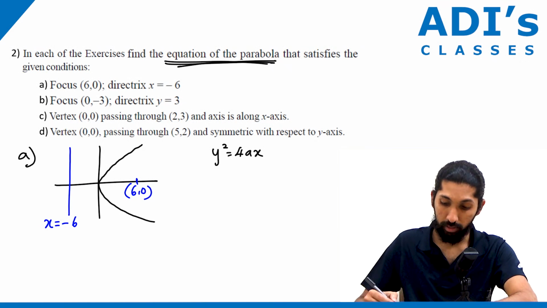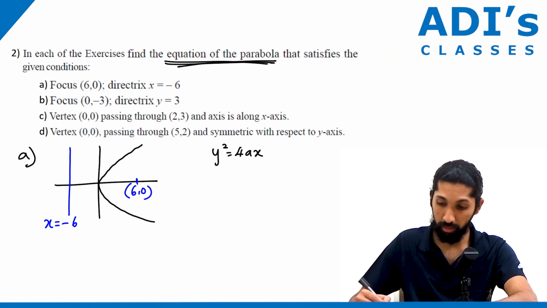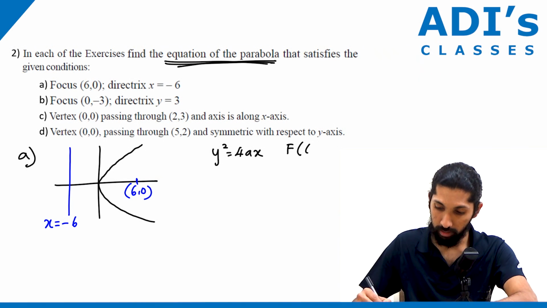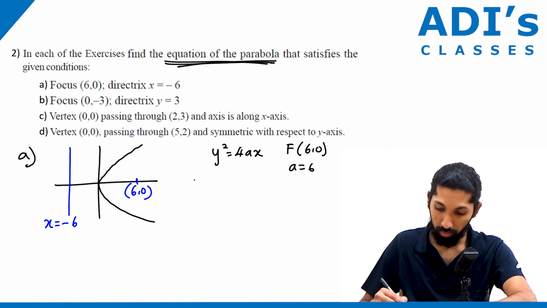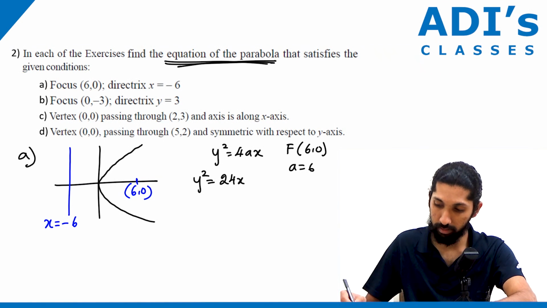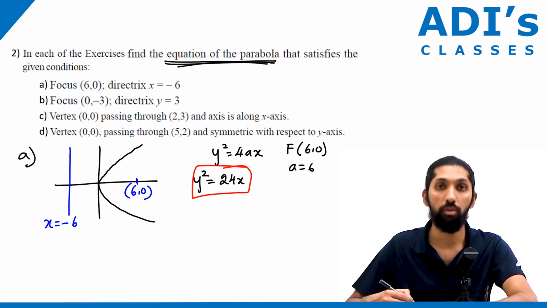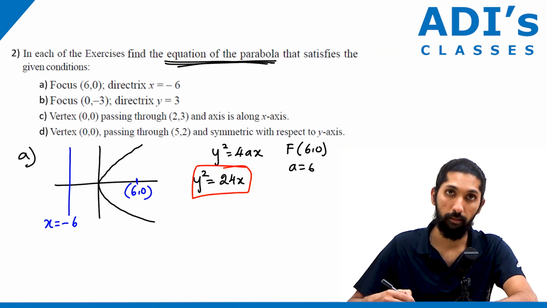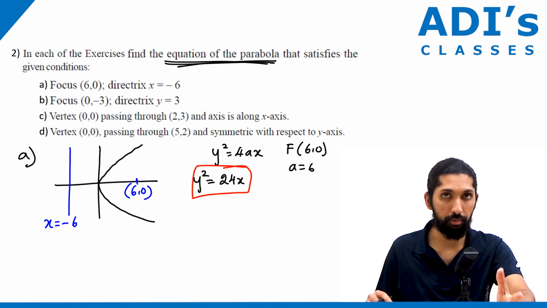And what is the value of a? Focus is a comma 0, right? So since focus is 6 comma 0, a value becomes 6. Substitute that. So when you substitute, y square is equal to 4 into 6 is 24x. So the value is going to become y square is equal to 24x. Okay, so this is the answer for the first question. Very simple. Let's do the next one.